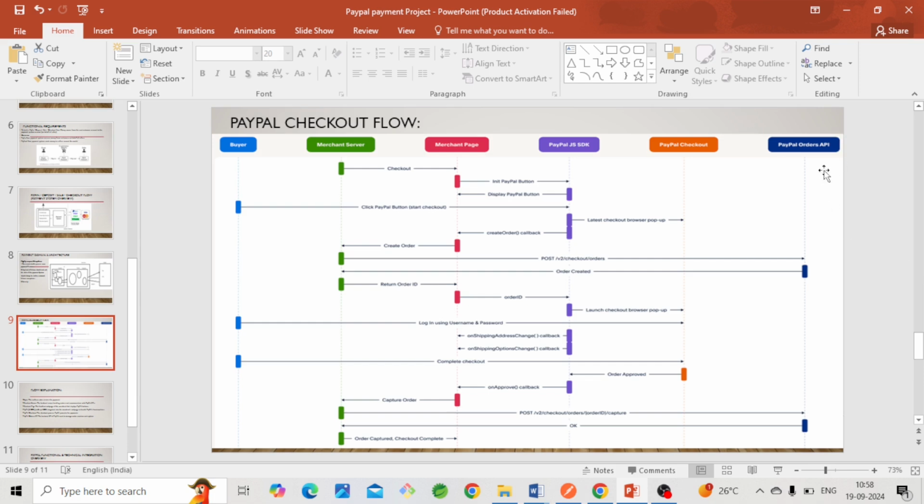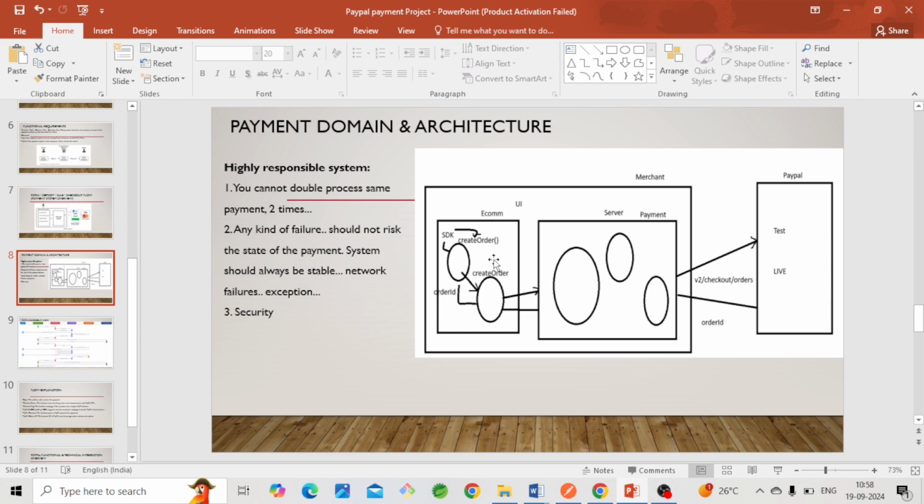The PayPal Orders API responds back to the merchant server, which passes it back to the merchant page. The order is created; the PayPal Orders API is informing the merchant server. Then the order ID is returned. If you observe, the merchant server returns the order ID to the merchant page. This is the backend server, as we discussed.